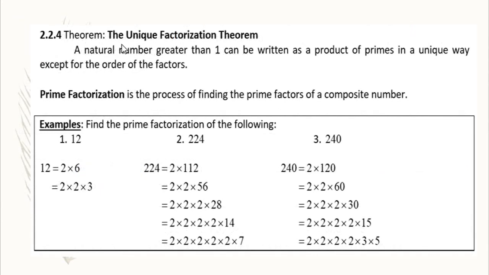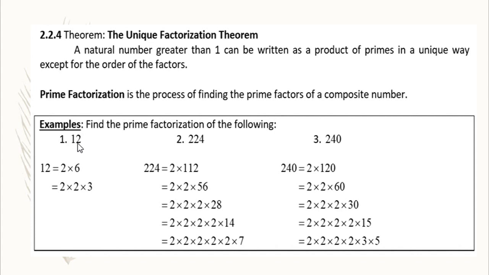Okay, next we have the unique factorization theorem. A natural number greater than 1 can be written as a product of primes in a unique way except for the order of the factors. Prime factorization is the process of finding the prime factors of a composite number. Examples. Find the prime factorization of the following. So here's how we find the prime factorization.